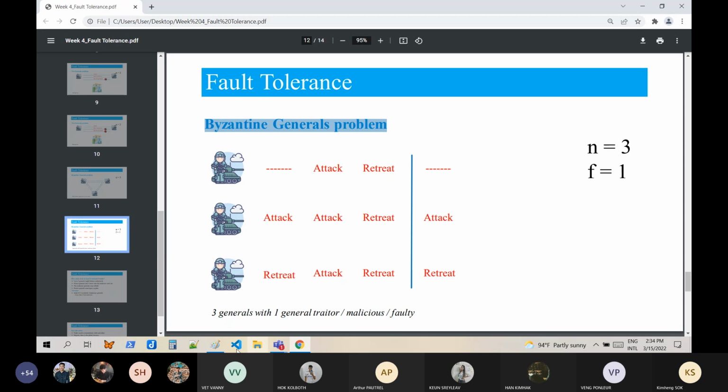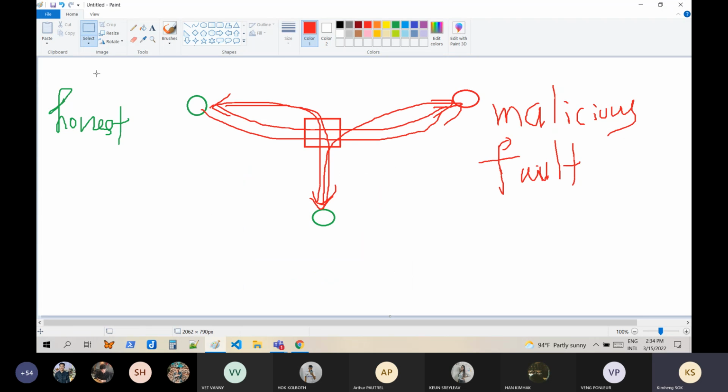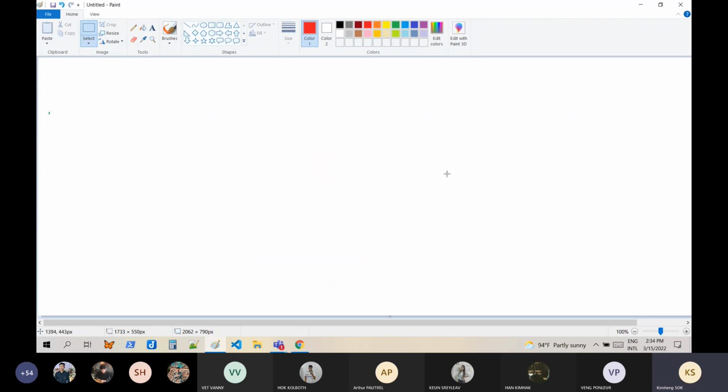Okay, I can explain a little bit again, to summarize. For example, now we have 3 armies, and we have a city that we want to attack. For example, this is a malicious general. So this one is not a good general.